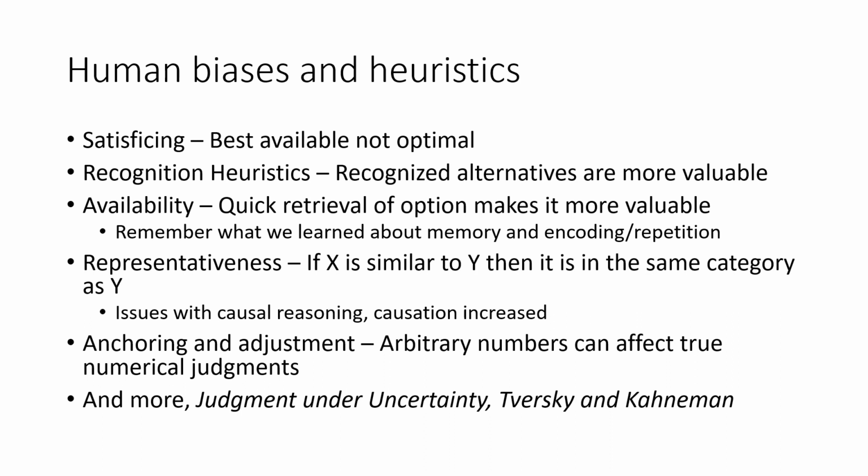Representativeness, or the representative heuristic: if X is similar to Y, then it's in the same category as Y. That isn't true logically at all, but that's how our brains think. Anchoring and adjustment: arbitrary numbers can affect true numerical judgments.